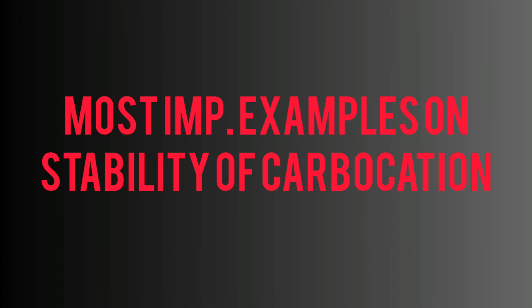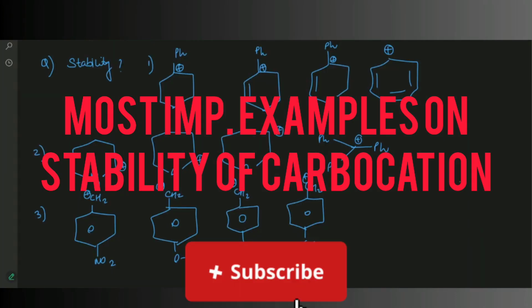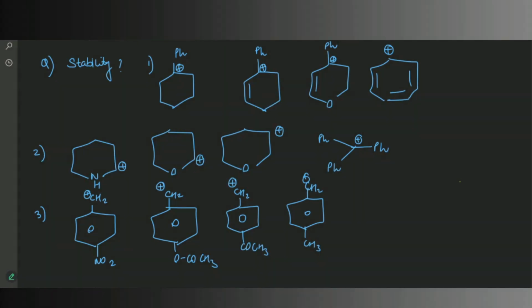Hello students, in this video we will discuss some of the most important examples on stability of carbocation. For the stability of carbocation, you firstly have to write all the effects in this first compound. Here I am having carbocation which is attached to a benzene ring. So we are going to say that here it will have resonance from 3 pi bonds. Then this carbocation is attached to carbons as well. So you are going to have hyperconjugation also.